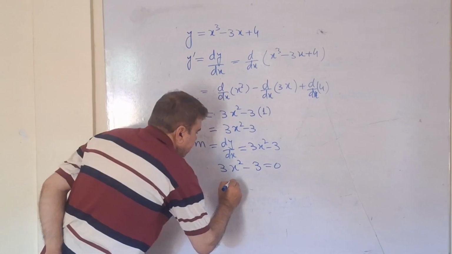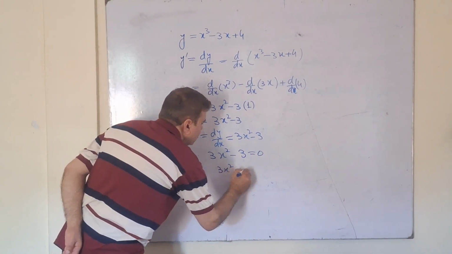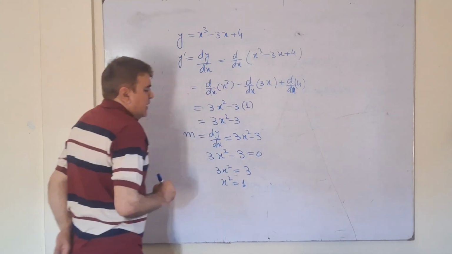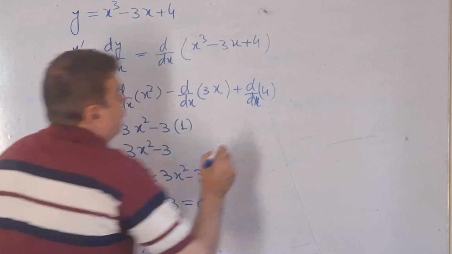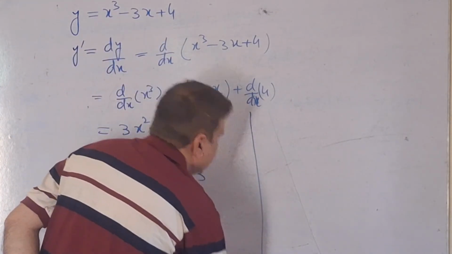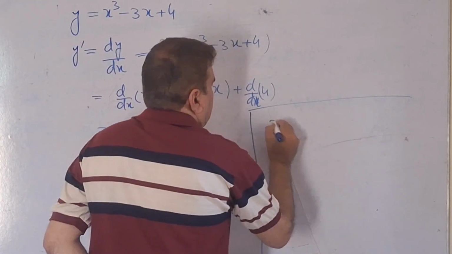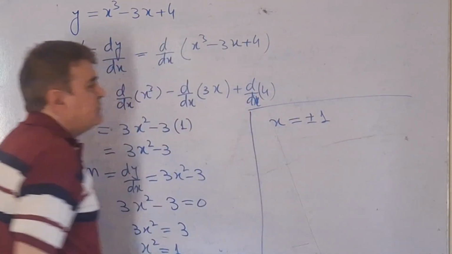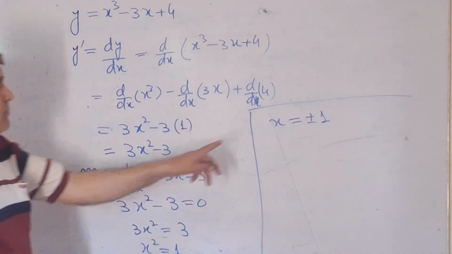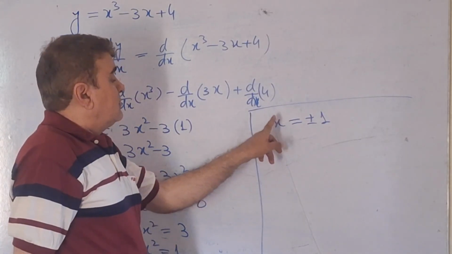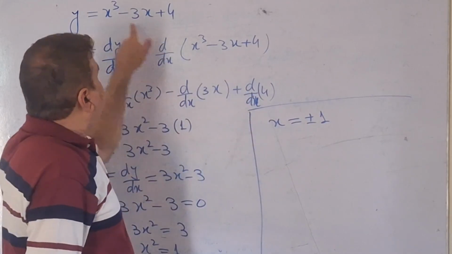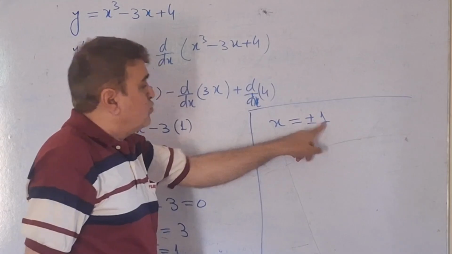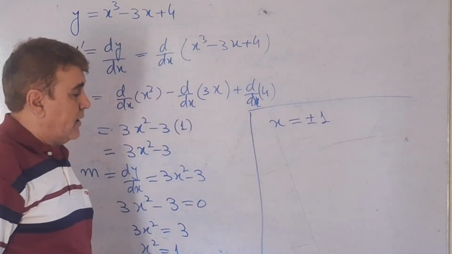From this I can write 3x squared equals 3, or x squared equals 1. Taking the square root, it gives me x equals plus or minus 1. So that means the horizontal tangent lines to the curve defined by this function happen at x equal to plus 1 and x equal to minus 1.